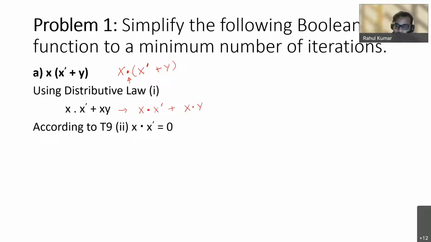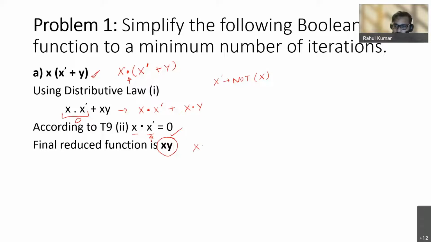So then according to theorem number 9, if you have the complement of the same variable multiplied by the variable, it is 0. So you have x multiplied by x complement, or basically x dash means not of x, not gate of x. Okay, so it is 0. So basically we can make this 0. So finally we can reduce the given Boolean expression to simply xy, or you can also call it x dot y. Okay, so here you are using 1, 2, 3 gates, but you can get the same output using a single gate.